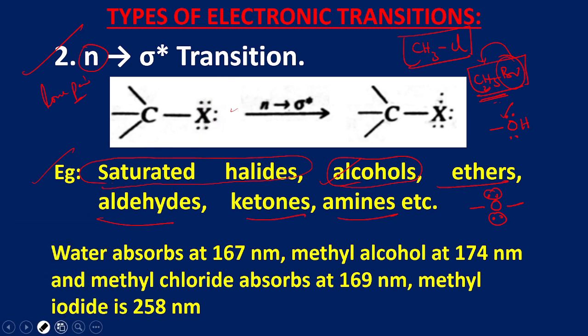This is the notation. How will you notate it? This is n to sigma star. See here, this is n to sigma star. This is the notation of the n to sigma star transition. Generally, water can absorb light at 167 nanometers.